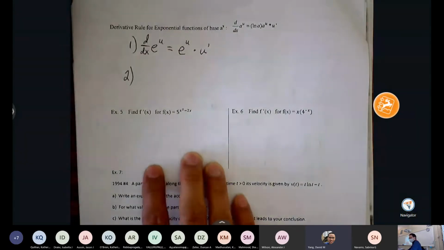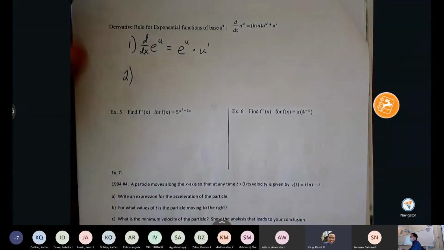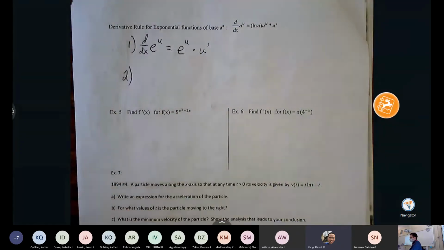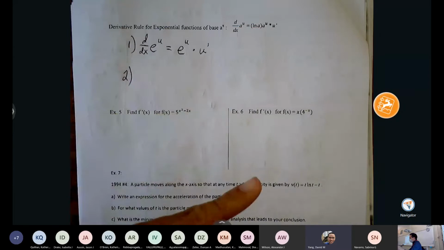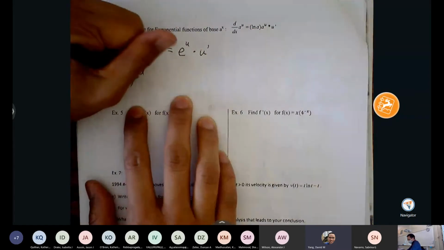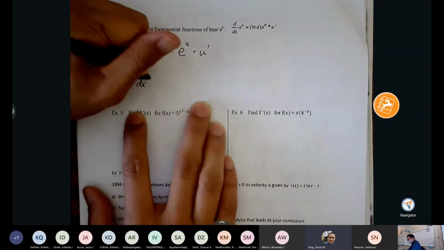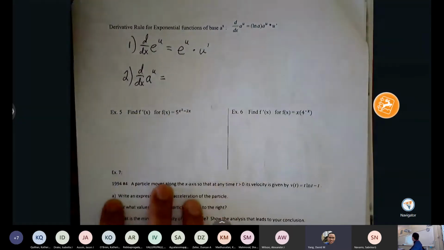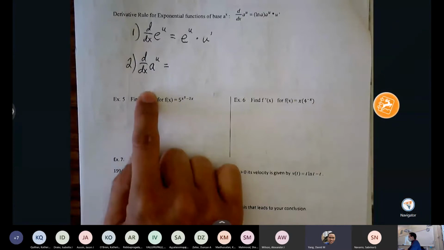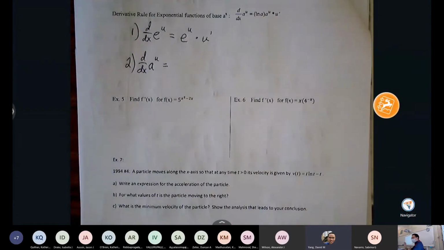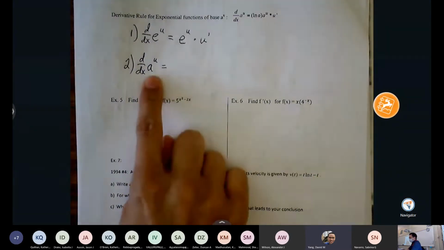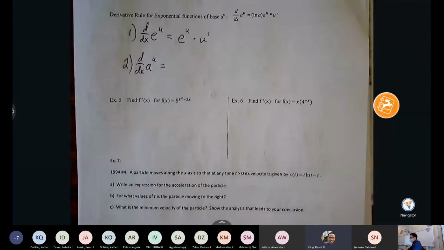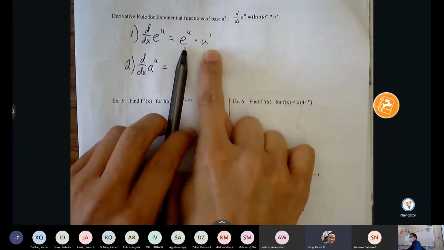Now, what if it's an exponential function that's not base e? What if it's base 2 or base 3? What if it's 3 to the x or 5 to the x? They all kind of fall under the category of base a, because we have to basically convert all of them into base e for all these other bases. So just like the previous log problem, where we had to do a little bit of conversion with that natural log of a, same thing here, okay? We're basically converting it into base e.